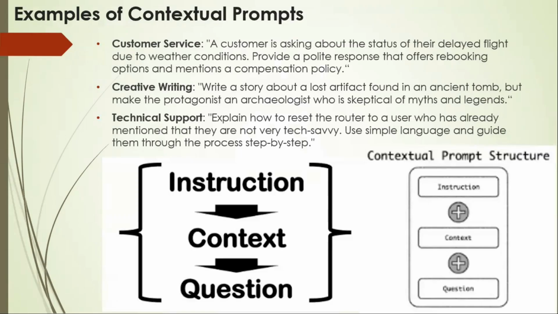Whenever we write a contextual prompt, we have to focus on three things. First is customer service, second is creative writing, third is technical support. All of these include the instruction, the context, and the question. The question means what exactly we are looking to get answered. What is the context? Then what technical support do we need? Like if there is an error when you are executing your Python program, you have to be very clear what error you are getting, at what point you are getting it, and what the technical approach to resolve it should be. Everything you have to ask.